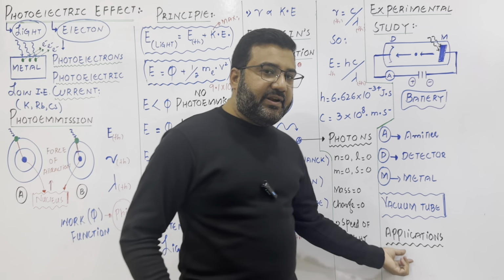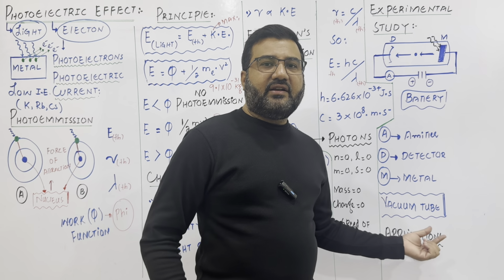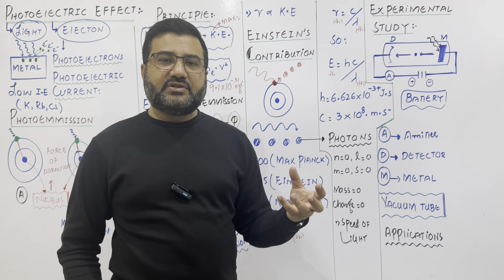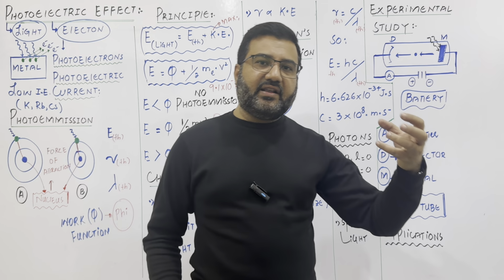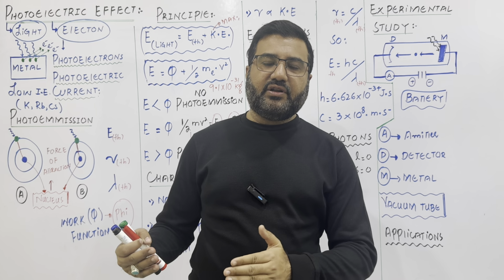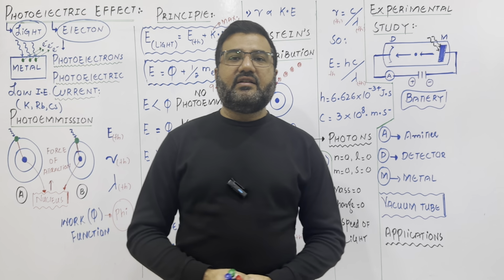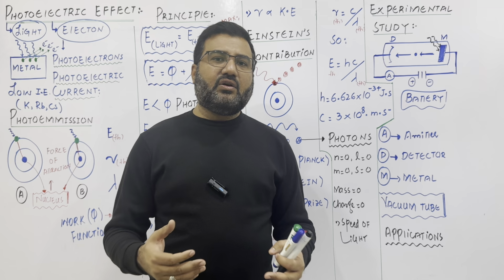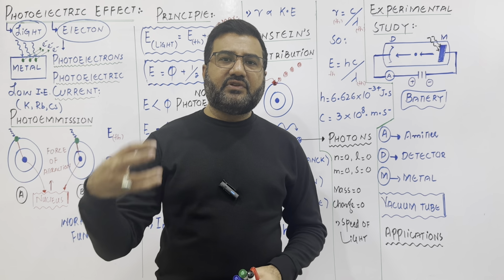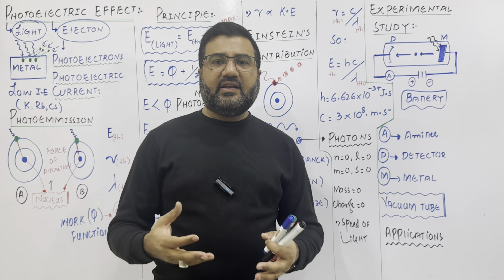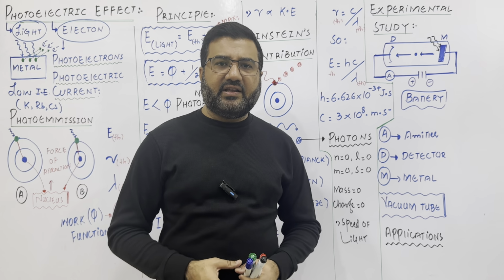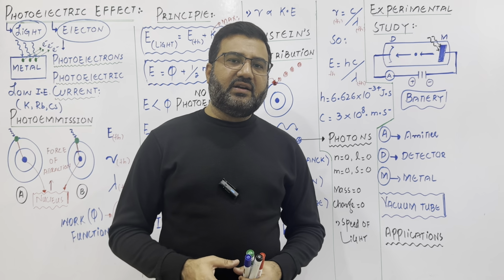Lastly, what are the applications of the photoelectric effect? My dear students, the solar panels used in your houses receive light energy from the sun, and then through photoemission, electrons are produced, current flows, and that current is stored in a battery. And then, when needed, that current is used. So there are lots of applications of the photoelectric effect in daily life. One of the very famous and familiar examples I have quoted here. The rest you can study from different books.